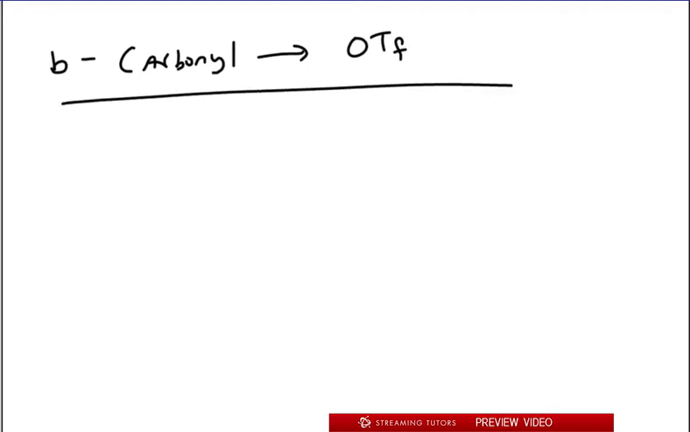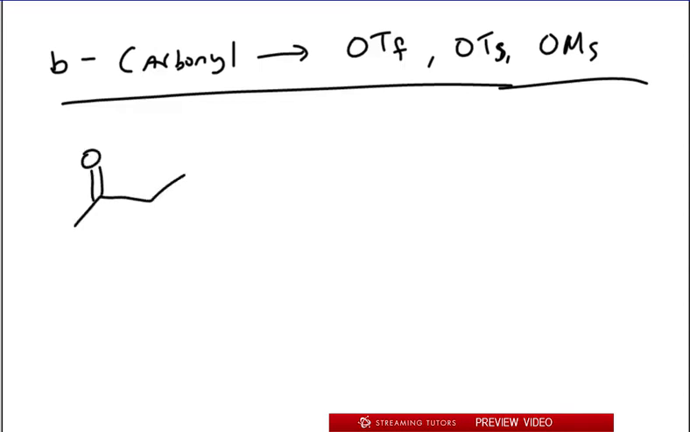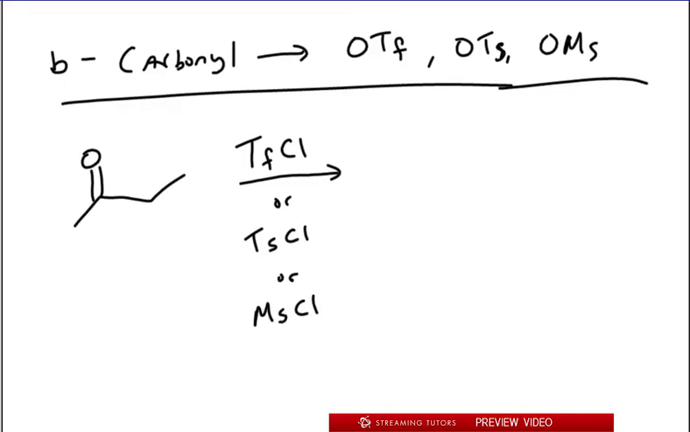So the next thing is, how do we make a carbonyl into an OTF or alternative, OTF, OTS, one of these leaving groups, right? These OTF or OTS, right? Or OMS, one of those leaving groups from last semester. So let's say we have a carbonyl and we need it to become an alkene that has a leaving group on it, right? So we could use TFCl or TSCl or MSCl, doesn't matter. And we also use these in a base.